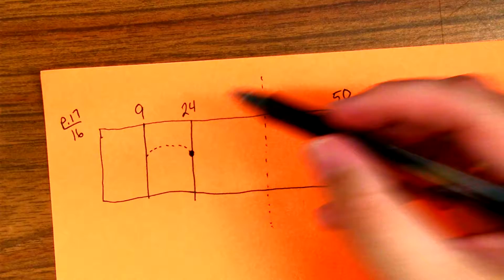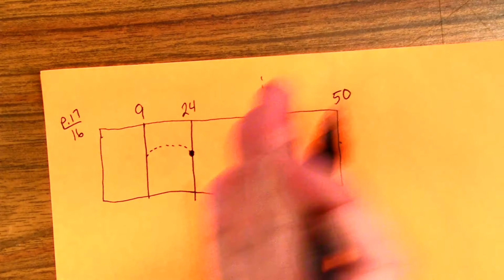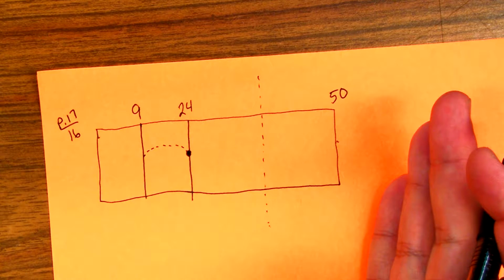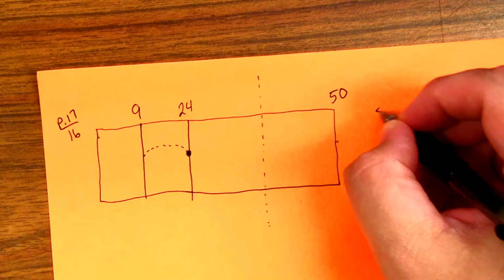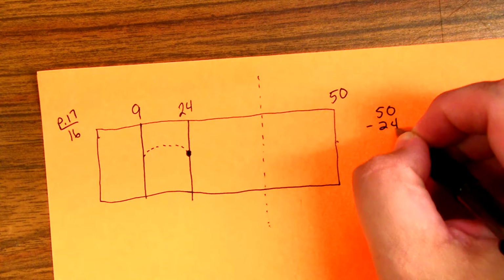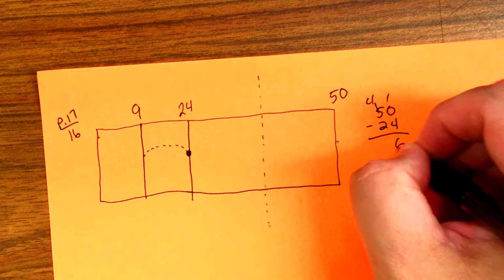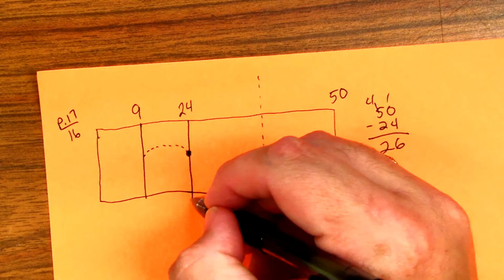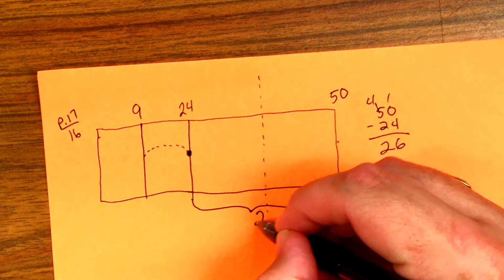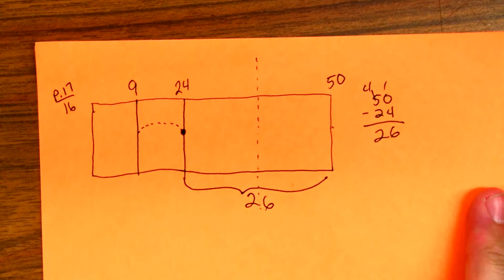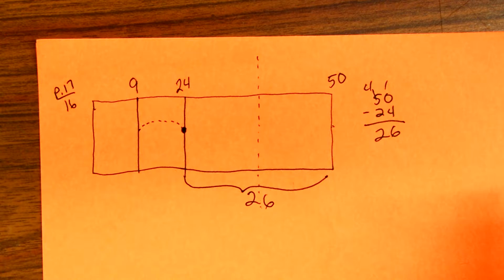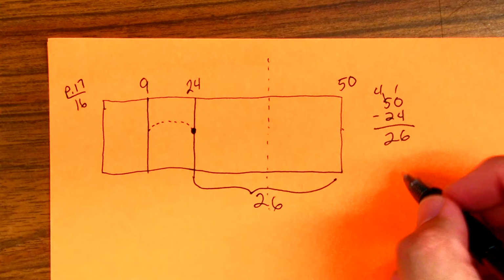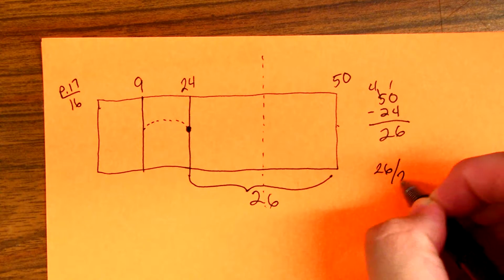So how are we going to figure out the halfway point between 24 yards and 50 yards? All right, subtract 24 from 50. So 50 minus 24. 4, that's 6. So that's 26. That tells me that this length right here is 26. Did I go the full length? No. How far did I go? Halfway. What's half of 26? 13. So 26 divided by 2 is 13.